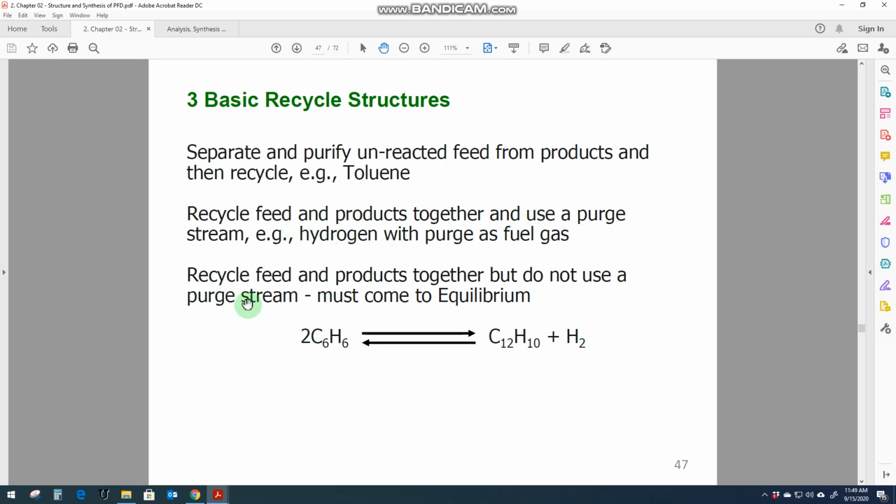The third structure that we can use for the recycle is the recycle feed and products together, but without a purge stream. In this case, we will recycle the feeds and the products together, and there will be no purge stream. So practically we are trying to reduce the toluene wastage from the process, and we are maximizing the recycle rate. Here, 2 moles of benzene can give you diphenyl and hydrogen, but if there is some production of diphenyl in the process and we recycle it back into the process, then we can actually get the benzene back. So we will see how these structures can be used to minimize the toluene wastage from the process, and depending on the type of process that you are building for the conceptual design, which recycle structure best suits your design.